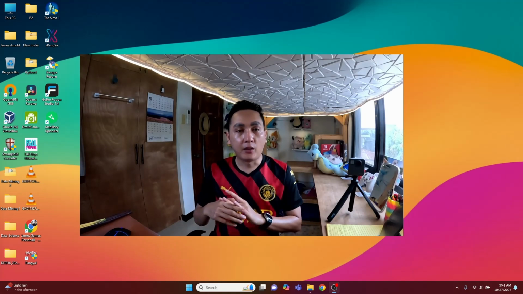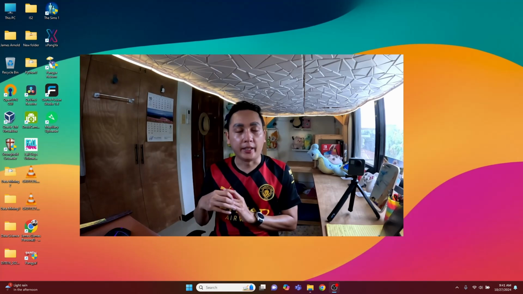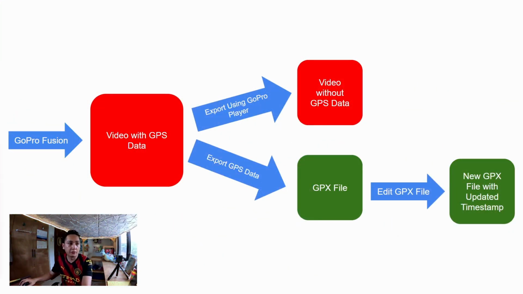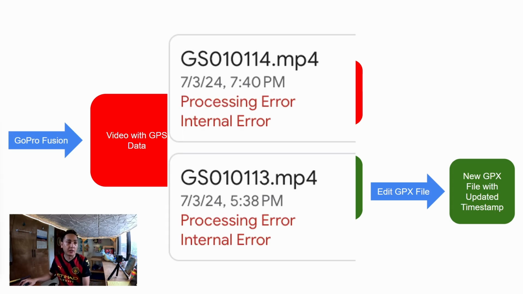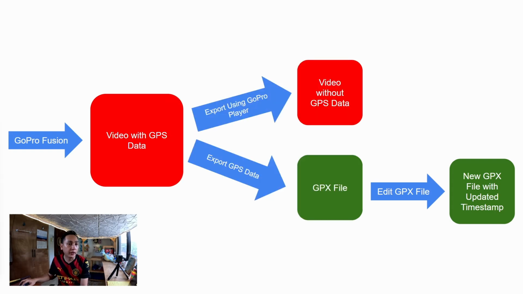I think I have found the issue, and I'll explain it after the steps. Here is the new workflow. From the beginning, of course, you have to export using GoPro Fusion. When you export it in GoPro Fusion, you will have a video that has GPS data. But if you upload this video, it will error in Google Street View, producing an internal error or error processing. The reason for that is that the GPS data and the date the video was created are not the same. That's why in the last step, we will be updating the timestamp.